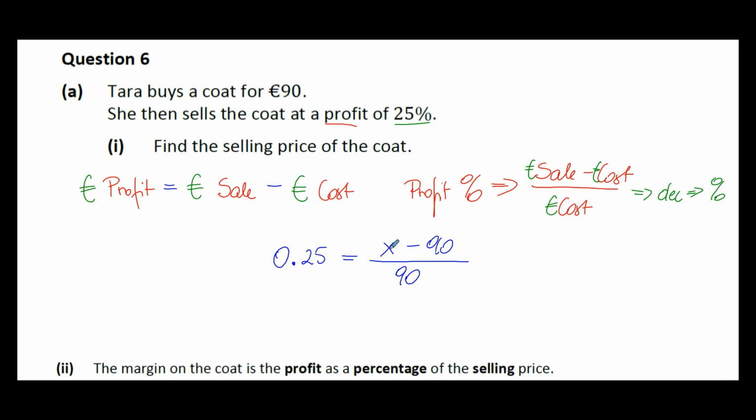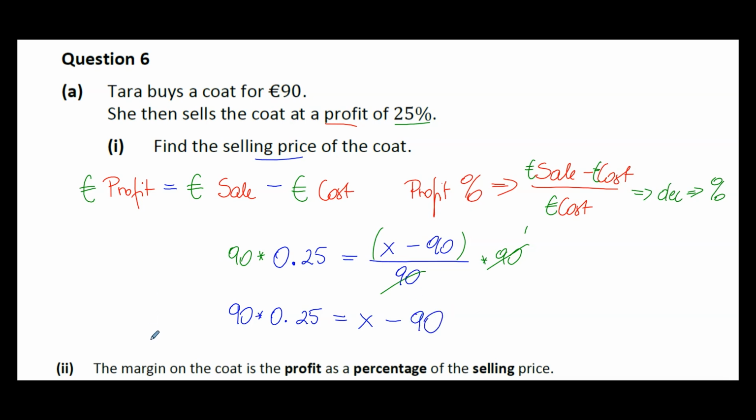So if I want to find the sell, the price, because that's what I'm looking for, first I need to eliminate that 90. How do we eliminate the bottom of the fraction? Always the same, by multiplying both sides of the equation, because 90 divided by 90 is 1, and 1 multiplied by the top of the fraction will be the top of the fraction. So on one side of the equation, we have 90 multiplied by 0.25, and on the other side, I have x minus 90.